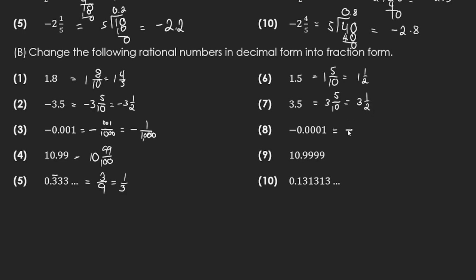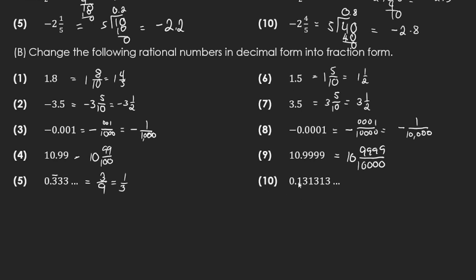Over here we have a negative, and we have 0.0001. 1, 2, 3, 4. And this is going to be negative 1 over 10,000. This is not a repeating decimal since it terminated. So let's just get 10, and how many 9's are there? 1, 2, 3, 4. So we're just going to put 1, 2, 3, 4. And I believe this is already the lowest term.